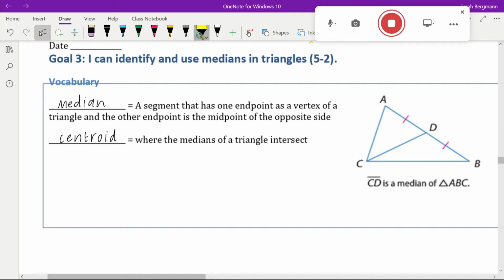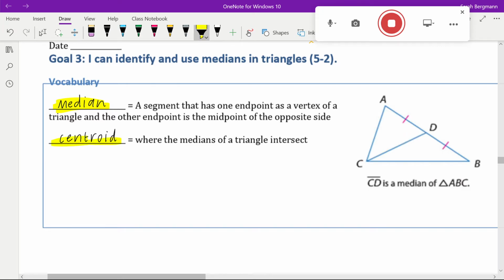Alright, hi again guys. This video today is talking about medians in triangles. It's going to help if you know what a median is. A median is a segment that has one endpoint as a vertex of the triangle, and the other endpoint is the midpoint of the opposite side. So in this picture, segment CD is a median of triangle ABC.